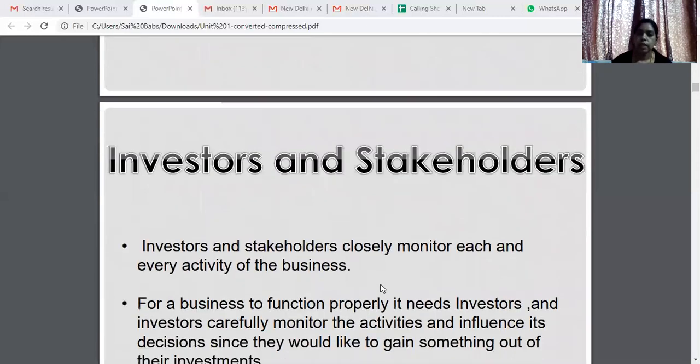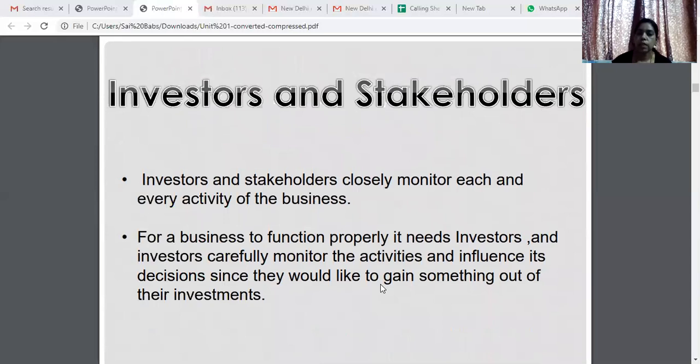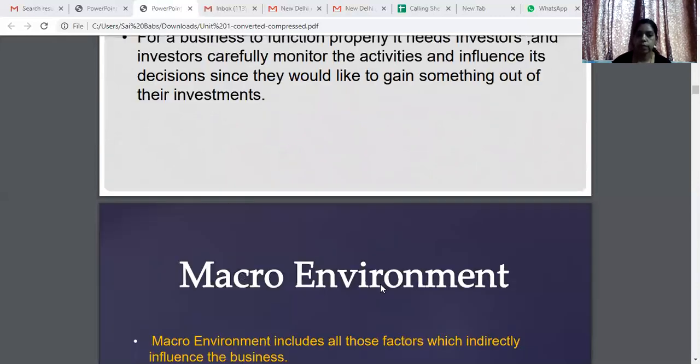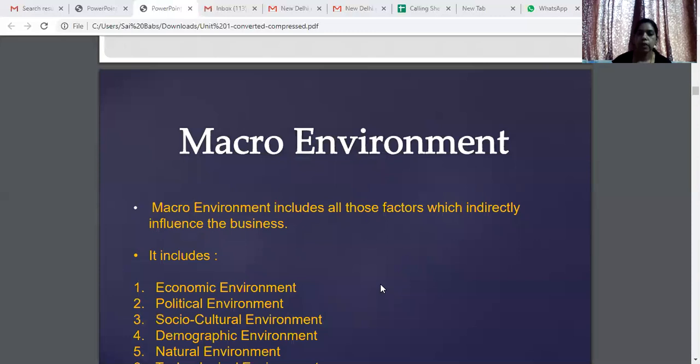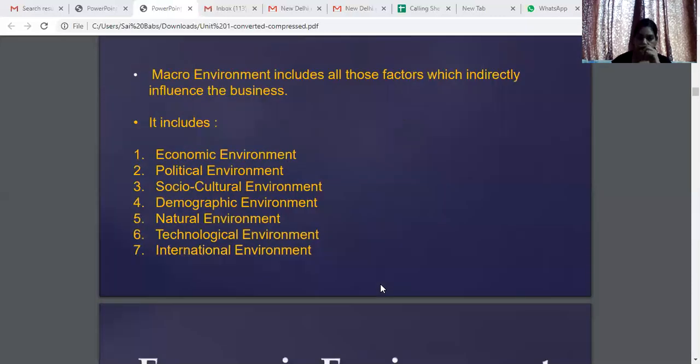Then investors and stakeholders, they closely monitor each and every activity of a business. That's why they invest in business. In the macro environment. Macro environment includes economic environment, political, social, cultural, demographic, natural, technological, and international environment.